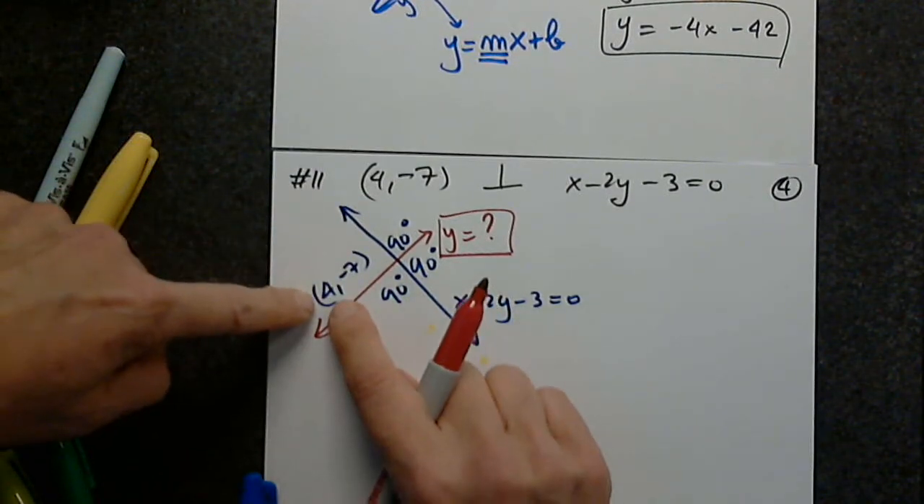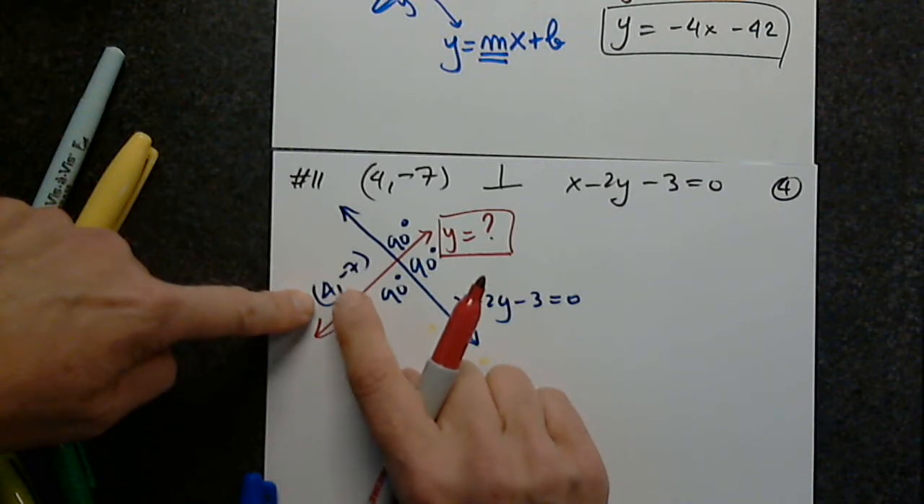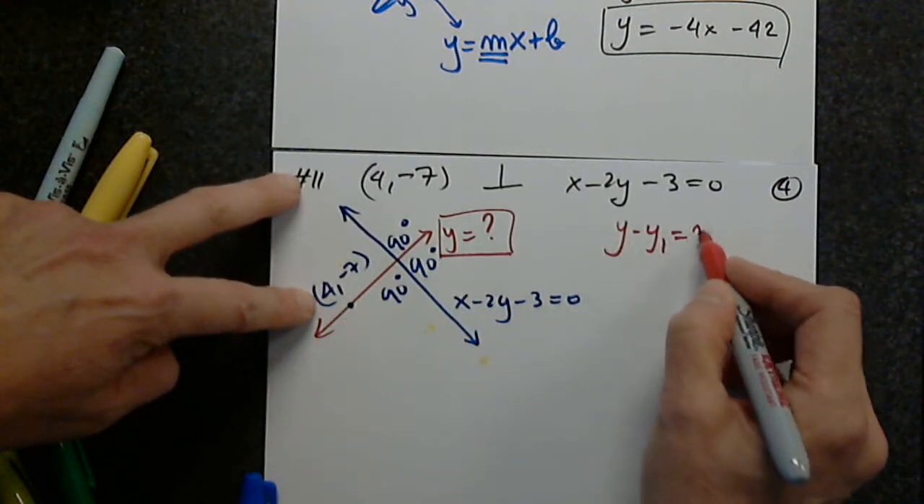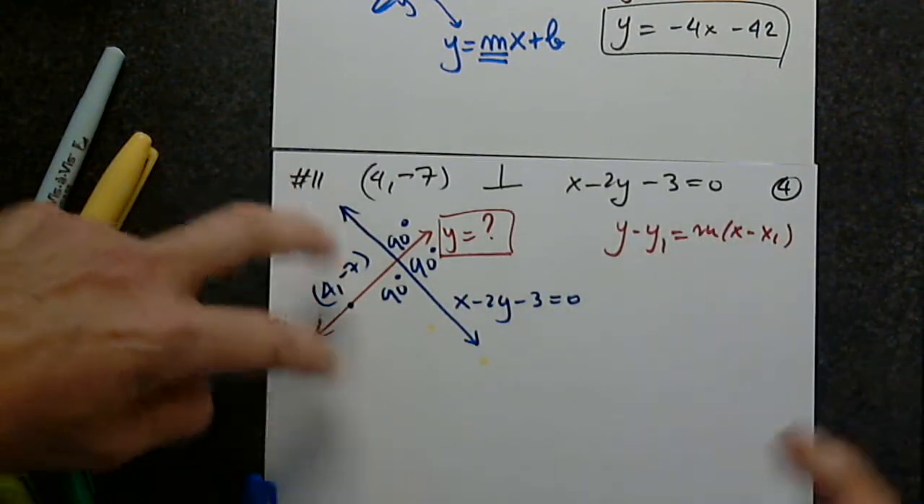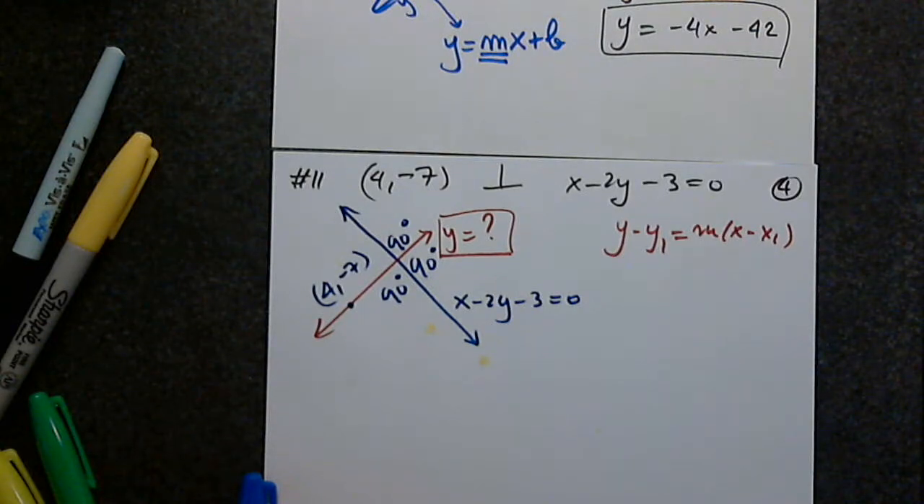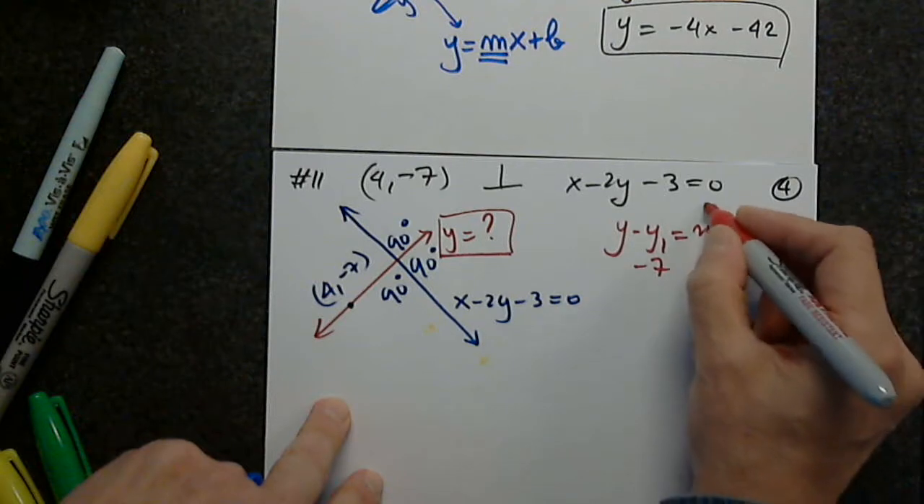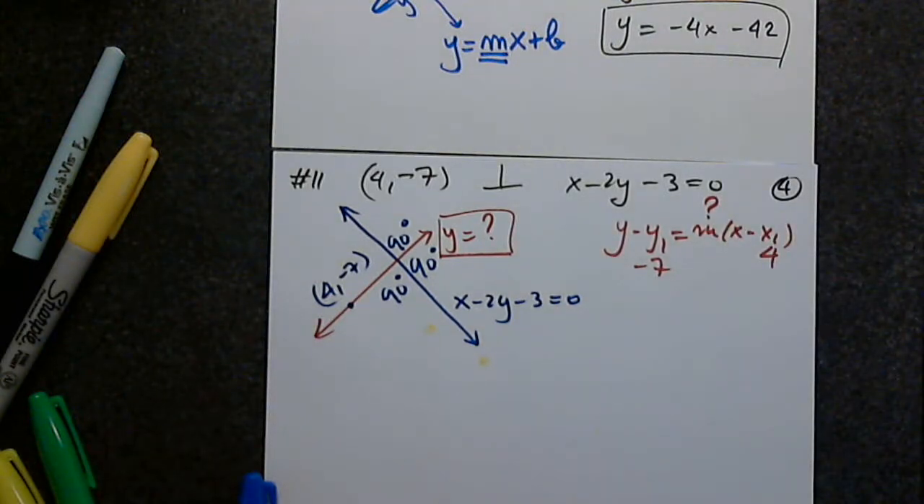Do I have the y-intercept? No, because this is not 0, a number. Again, I have to think of the point-slope form: y minus y1 equals the slope times x minus x1. And now I have the 4 and I have the negative 7. The only question is, what do I do with the slope? How do I determine the slope? It's not given to us directly, but somehow we can determine it. So how do we do that?